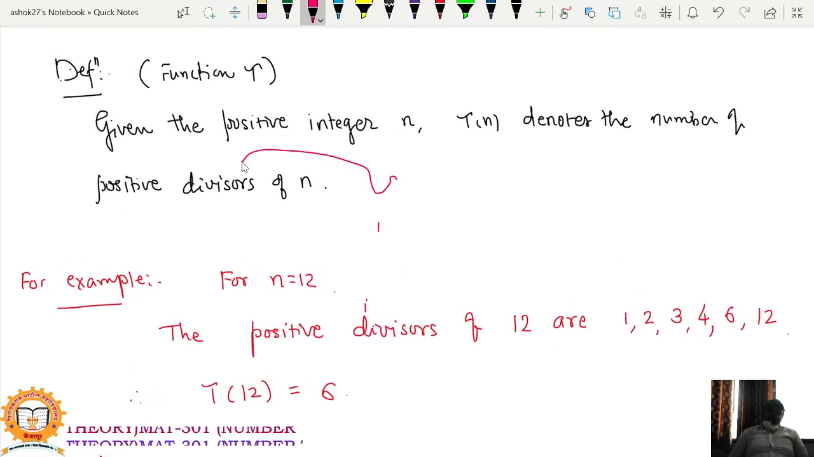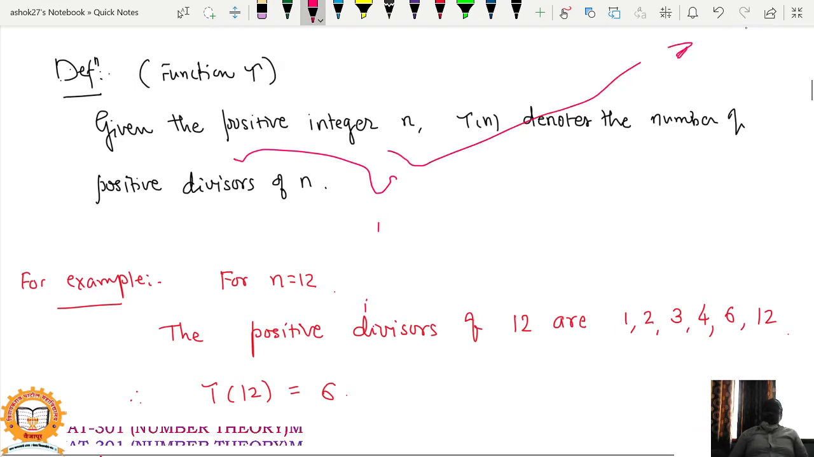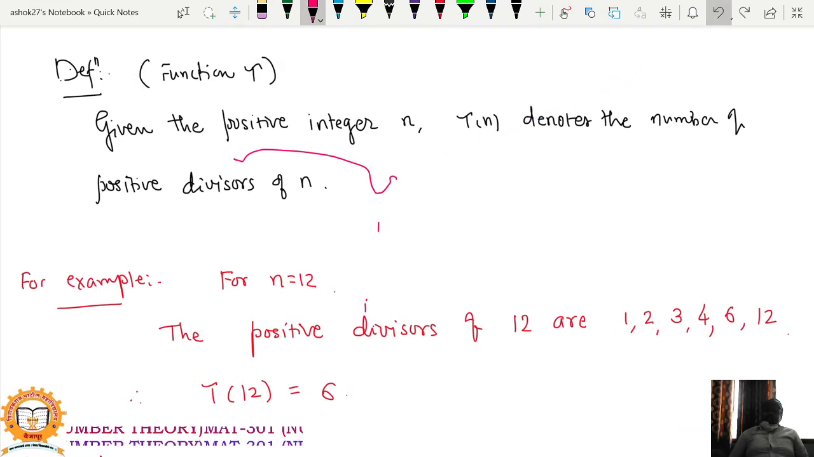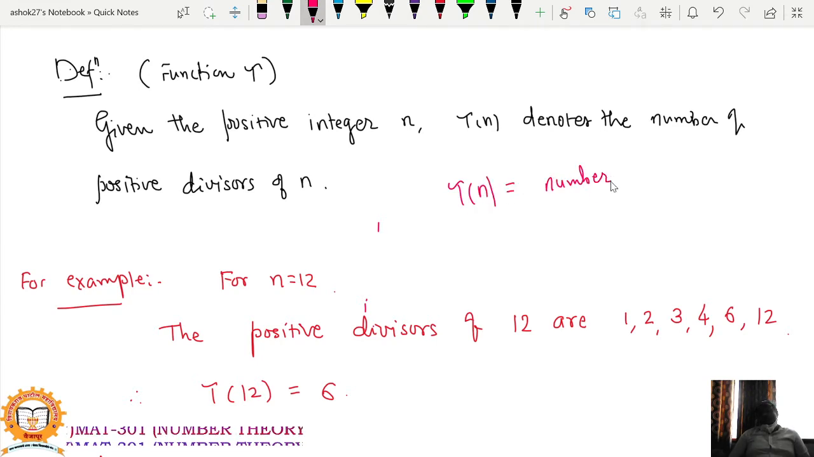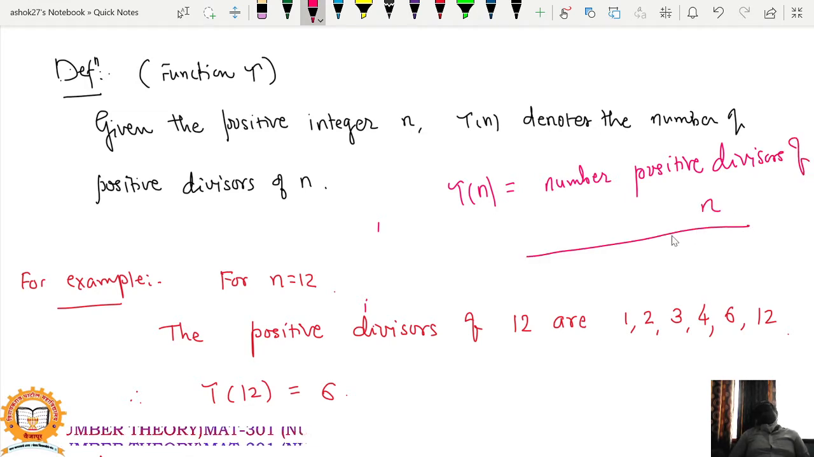Given a positive integer n, tau of n denotes the number of positive divisors of n. The number of positive divisors of n is nothing but tau of n. So what is tau of n? Tau of n is nothing but the number of positive divisors of n.